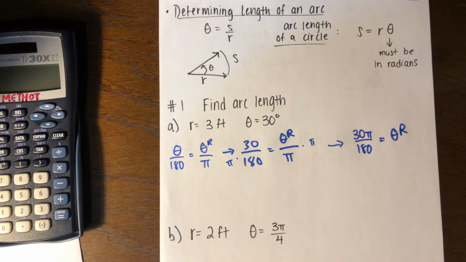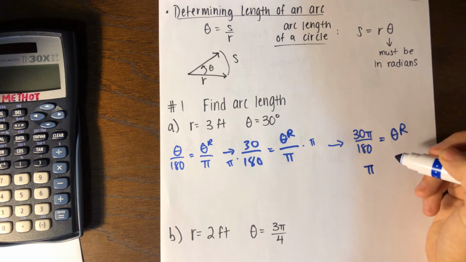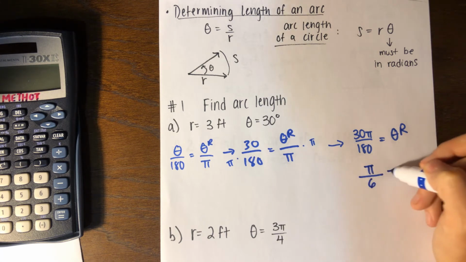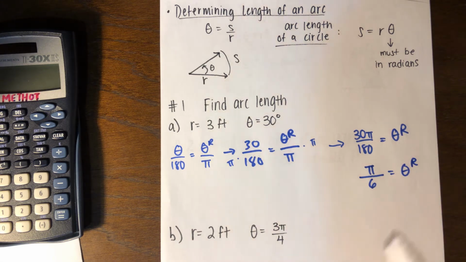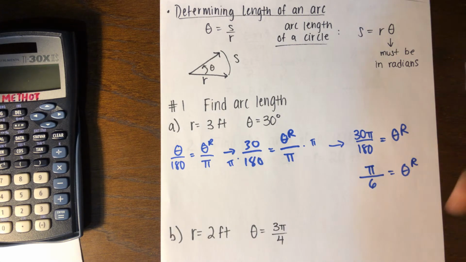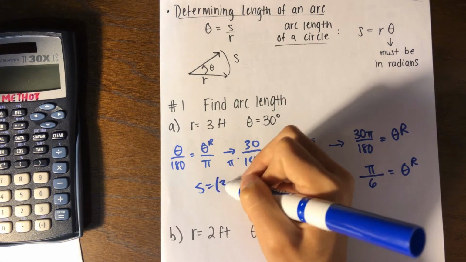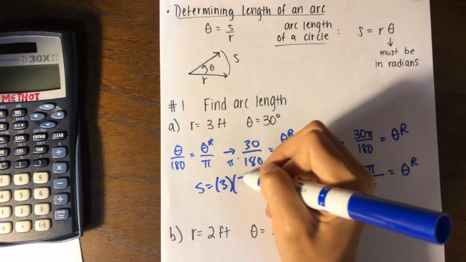So what would be my next step? Am I done? No, I want to try and simplify this. So I'm going to look to divide both sides by 30. 30 pi divided by 30 gives me pi, and 180 divided by 30 gives me 6. But we're not done yet. We've just converted to radians. So now I have to plug it back into here. So I have S is equal to R. My radius was 3. My theta is now pi over 6, okay?